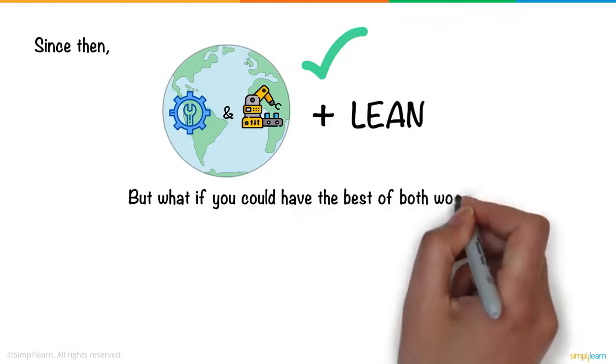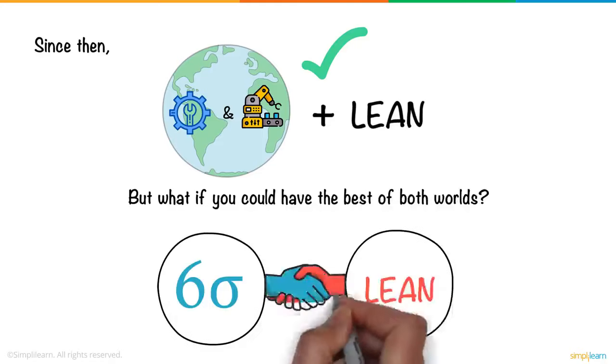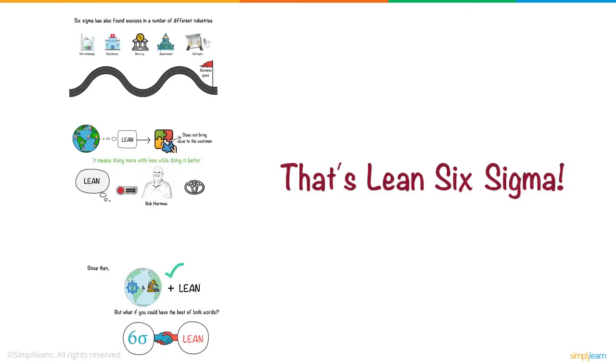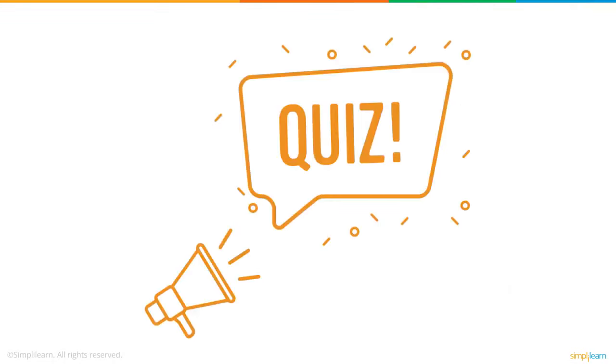But what if you could have the best of both worlds? A combination of both Six Sigma and Lean. That's Lean Six Sigma. Before we get into Lean Six Sigma, we've got a quiz for you.